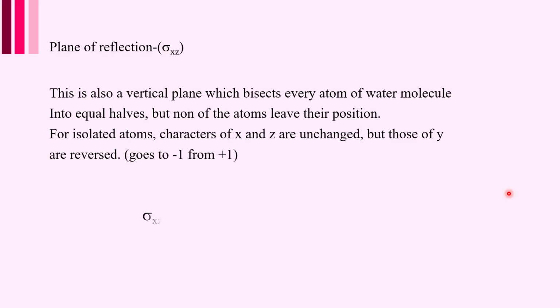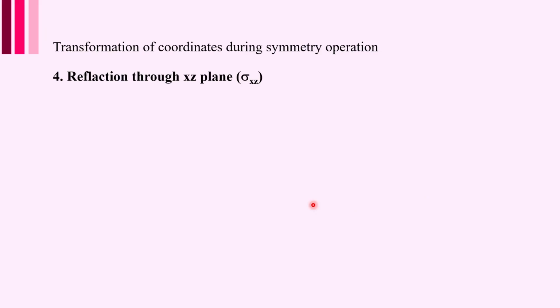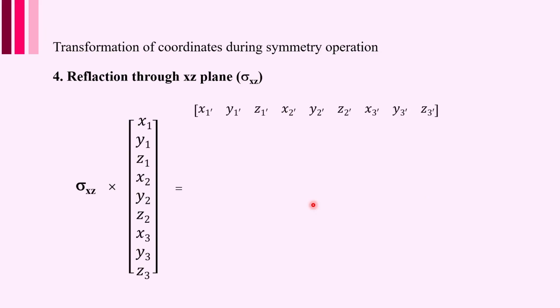And because it is an xz plane, the coordinates of only y are going to get altered. So you just see x is +1, only y is changing, so I am writing -1. But z is again +1, because the coordinates of x and z are not changing, only y would change. And further, each atom would remain in its position.